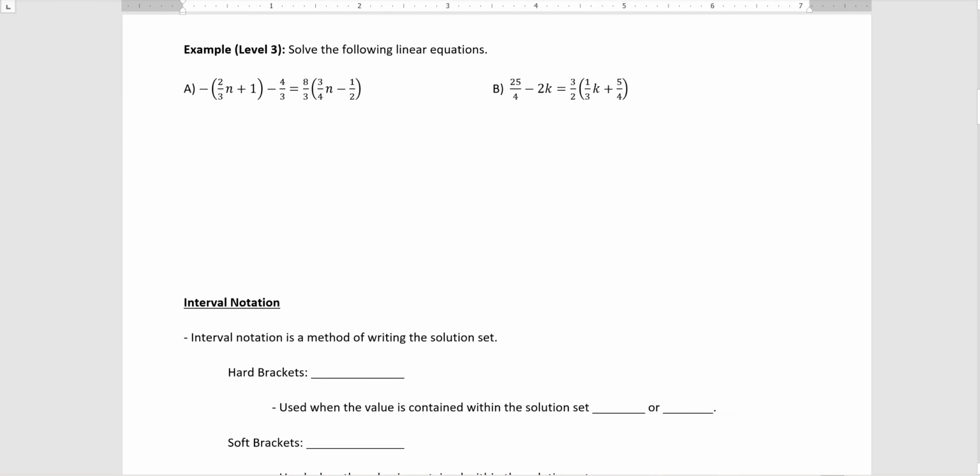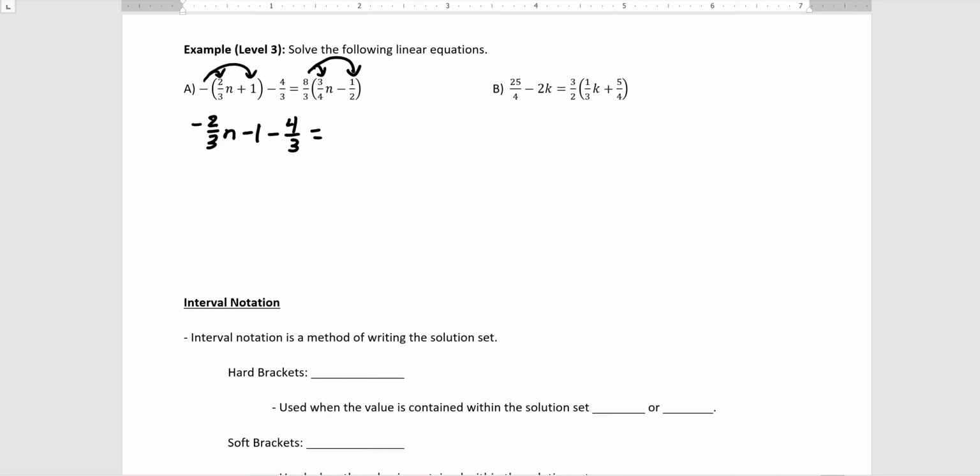Let's look at letter A here from a level 3 example. So we're still just solving this equation. We're going to try to get n all by itself, figure out what n equals. All right, so first thing I'm going to do here, I'm going to distribute this negative into everything. So I have negative 2/3 n minus 1 minus 4/3 equals, now I'm going to distribute this 8/3 into everything here.